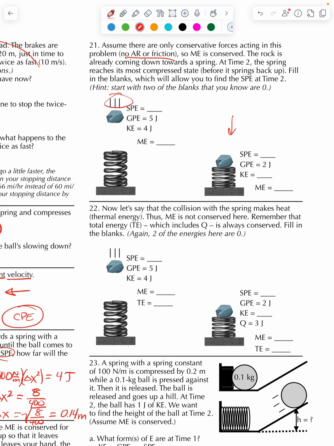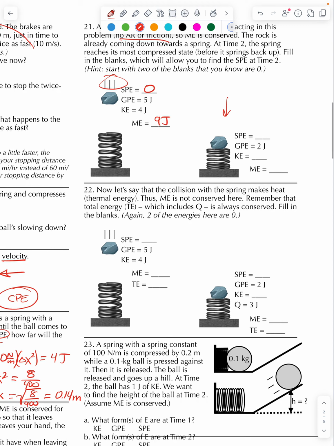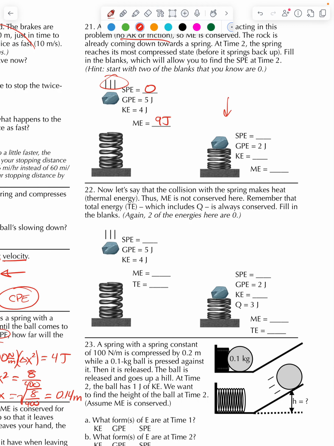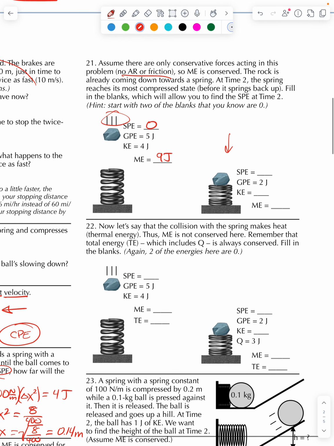Okay. So SPE at time 1, do I see any spring compressed or stretched? No. So that's 0, right? So the mechanical energy, again, is the sum of the kinetic energy and potential energies, which is 9 joules. So jumping to time 2, what must be the mechanical energy at time 2 if, as I said, mechanical energy is conserved because we don't have any air resistance or friction or anything? It also must be 9 joules.